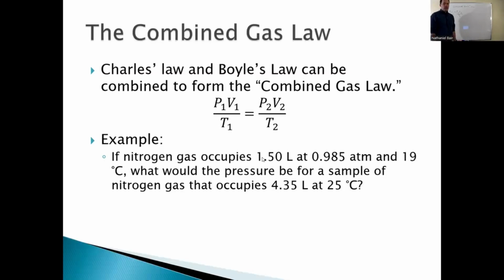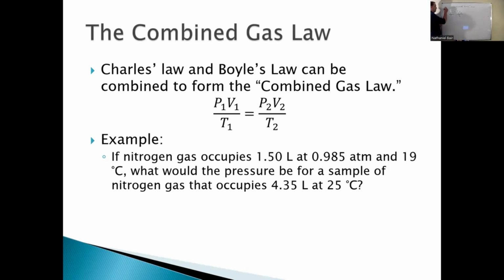So if nitrogen gas occupies 1.50 liters at 0.985 atmospheres and 19 degrees Celsius, what would be the pressure for a sample of nitrogen gas that occupies 4.35 liters at 25 degrees Celsius? So that same sample of nitrogen gas, what would be its new pressure? So the first thing I like to do, I like to pull the information out of that problem. So I'm going to write this down.